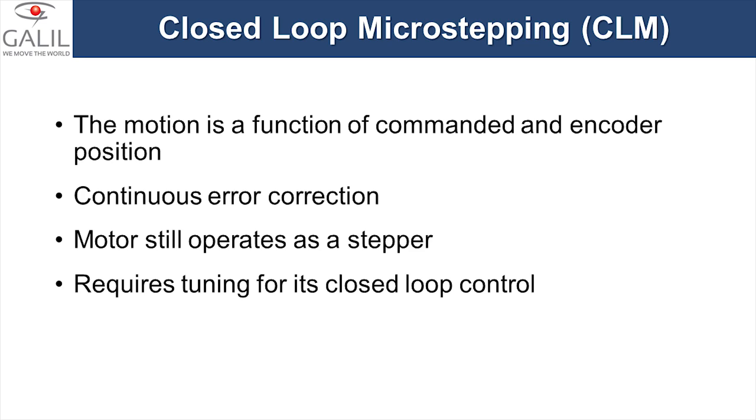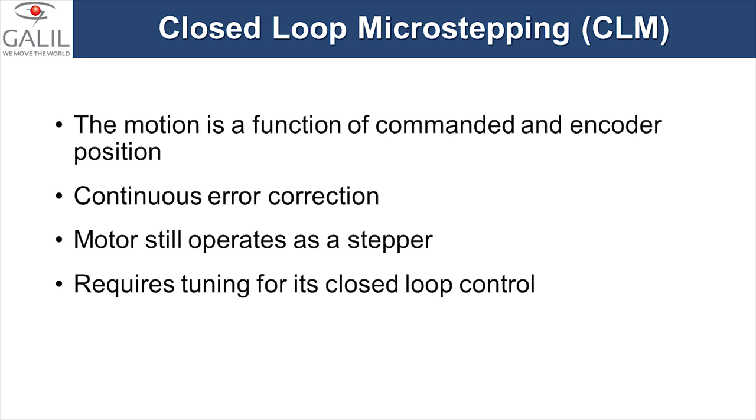This is the first true method of closed-loop control. With this mode, the commanded motion is a function of the reference position and the actual position reported by the encoder. The controller generates an error signal internally and uses it to continuously adjust the motor's position. The controller still generates step pulses to drive the motor, and the motor still operates as a stepper. The user has to set tuning parameters to use the mode.